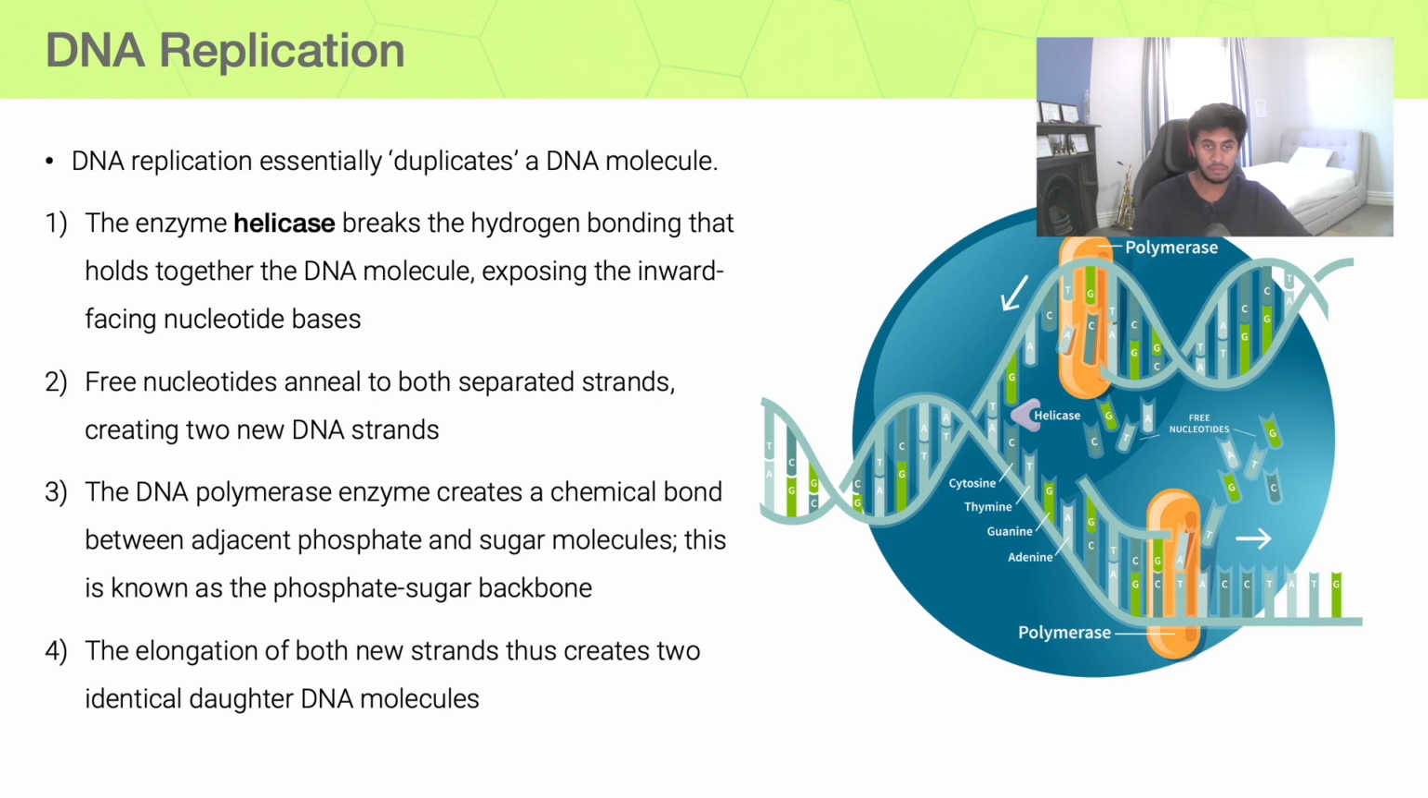Then, another enzyme, known as DNA polymerase, creates a chemical bond between adjacent phosphate and sugar molecules. So this is called the phosphate-sugar backbone in biology, and it's really essential to giving DNA its structure and creating that double helical shape. Now, it's really important then that both new strands are elongated, so more and more bases are continually added, and this will continue until the whole molecule has had new synthesized strands. And this will create 2 identical daughter DNA molecules from one original molecule.